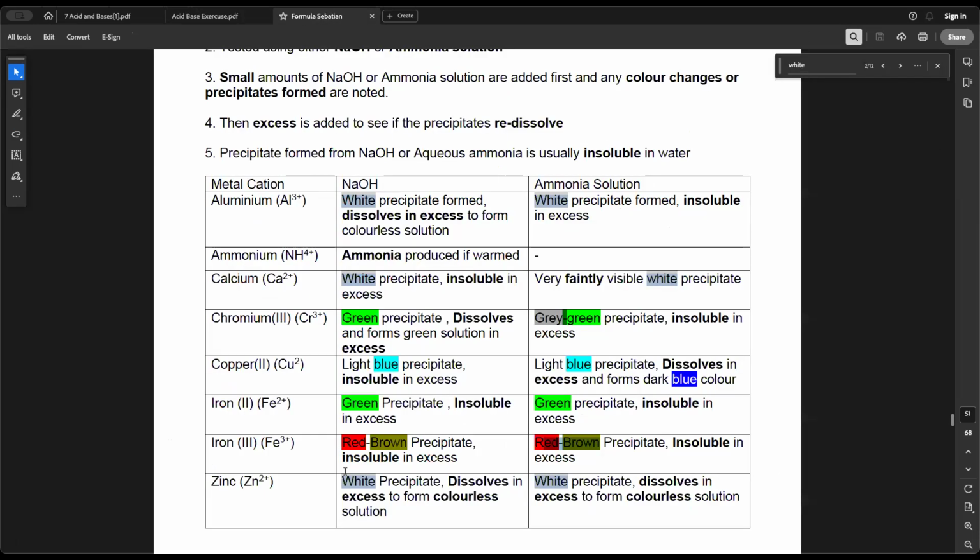Okay, good. So between iron 2 and iron 3, there will be two different colors formed. If iron 2 ions are present, when you test it with ammonia, it forms a green precipitate. Whereas if iron 3 ions are present, it will be a red-brown precipitate instead. Yes, this is how you use the table.